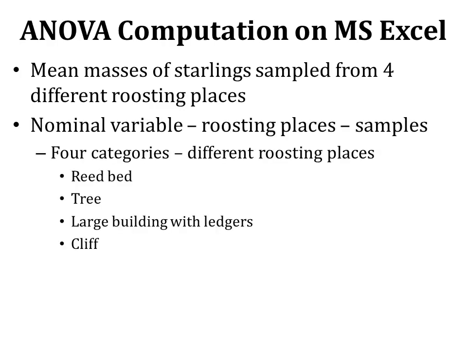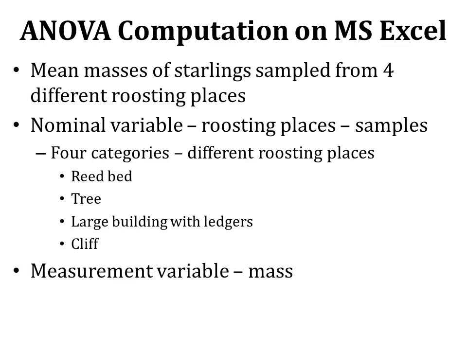In this case, the nominal variable is the roosting places, which are also known as the samples. There are 4 categories in the nominal variable. The nominal variable is only one, right? The nominal variable is the roosting places, and there are 4 categories or 4 samples in the nominal variable, which are different roosting places. These are red bead, tree, large building with ledgers, and cliff, right?